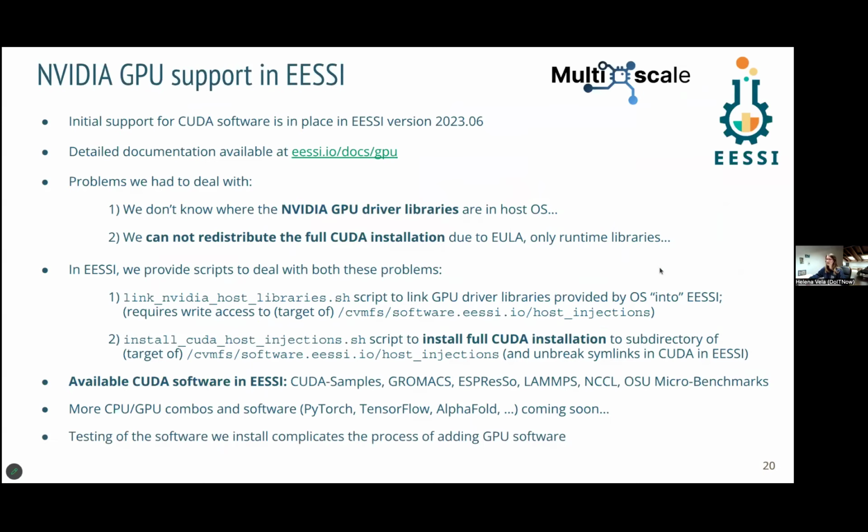And about NVIDIA GPU support, it's in place, but it's been a long journey. First of all, because technically the licensing doesn't allow us to redistribute the full CUDA installation, only the runtime libraries. And especially because beforehand, we don't know where the GPU libraries are located on the host, as every system is just different. So we have a couple of scripts to solve these problems, but I don't want to get too technical. You have this in our repository, so you can also check it by yourself. And we already have a good amount of GPU software available and more to come soon.